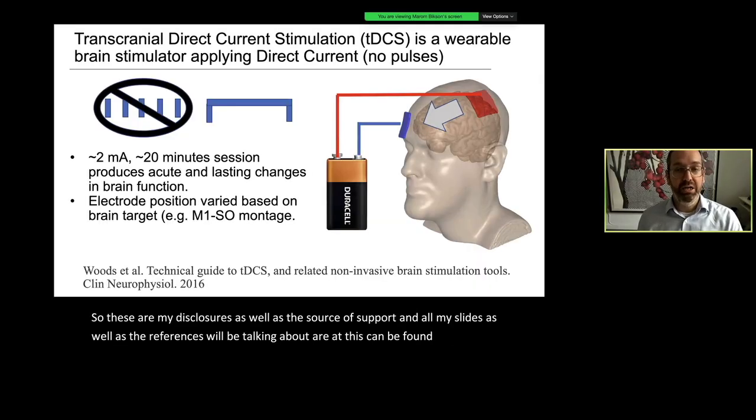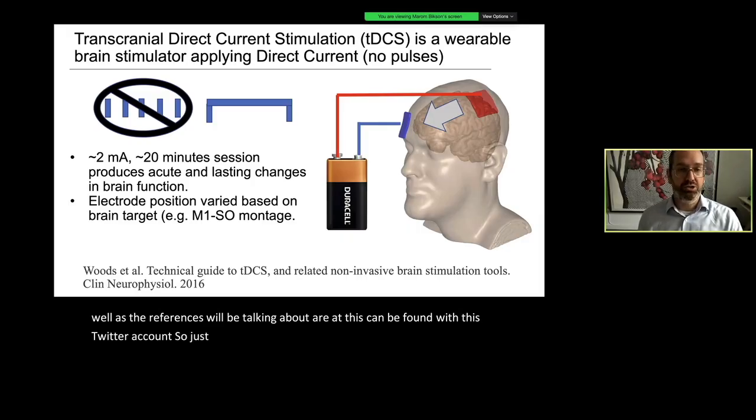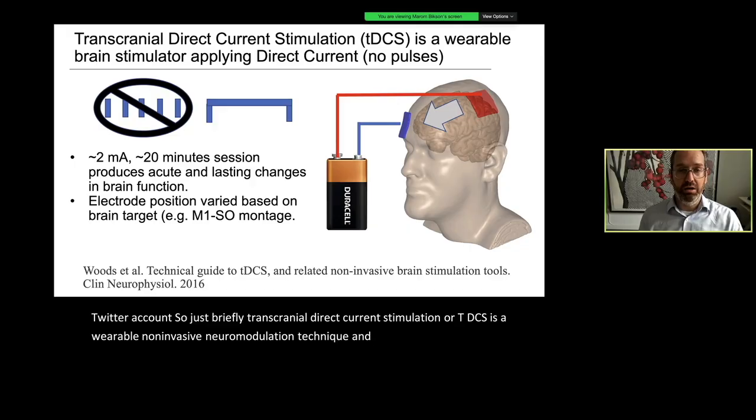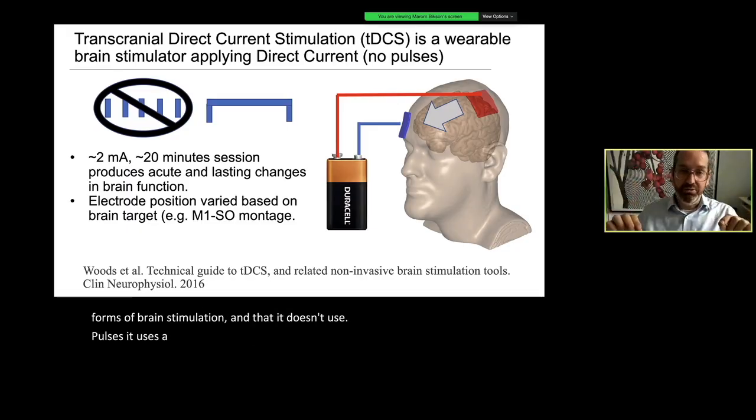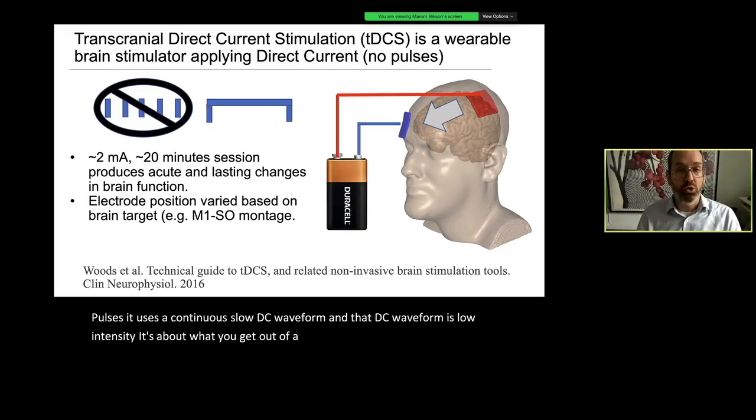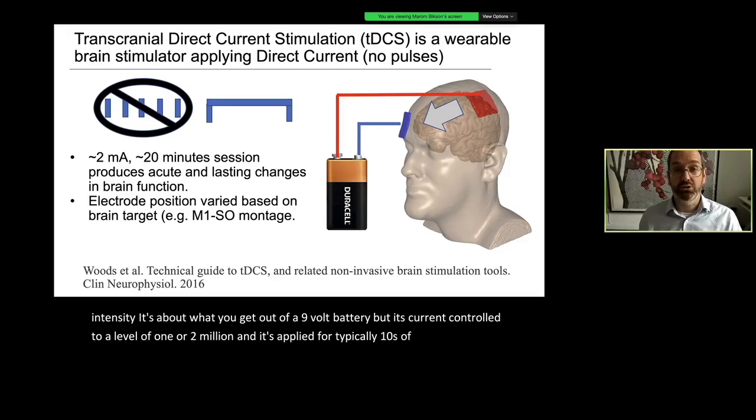So just briefly, transcranial direct current stimulation, or TDCS, is a wearable non-invasive neuromodulation technique. And it's unique from other forms of brain stimulation in that it doesn't use pulses. It uses a continuous slow DC waveform. And that DC waveform is low intensity. It's about what you get out of a 9-volt battery, but it's current controlled to a level of 1 or 2 milliamp. And it's applied for typically tens of minutes, so 10 or 20 minutes.